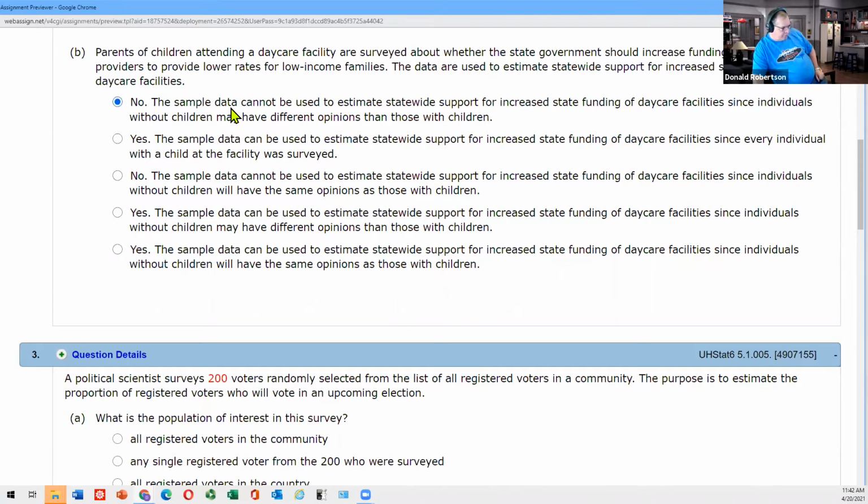No, the sample data cannot be used to estimate statewide support for funding daycare since individuals without children may have a different opinion than those with. Yes, I would choose that one. Does it seem reasonable that if you're going to ask people something and you really want the truth, you have to be careful who you ask, right?